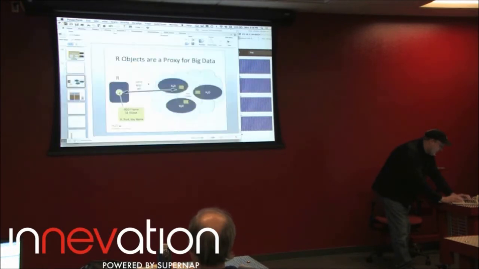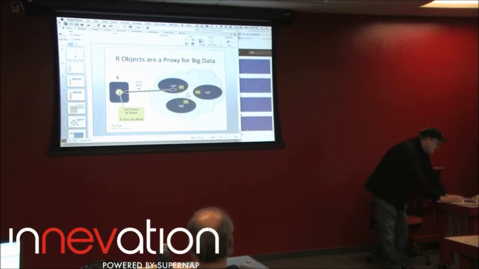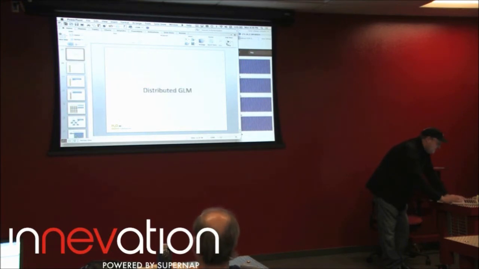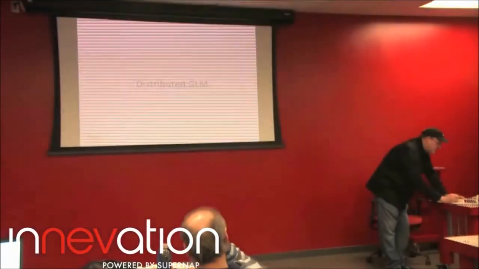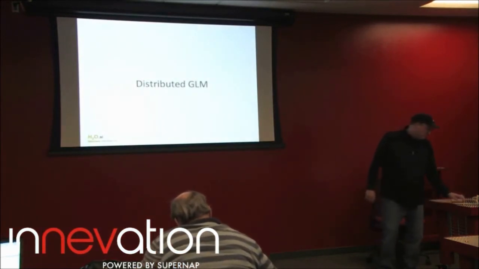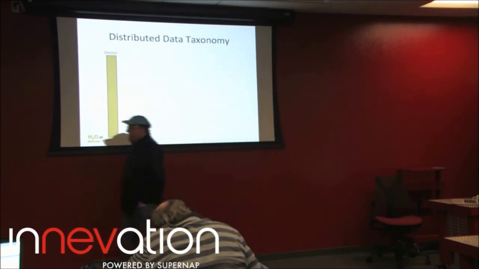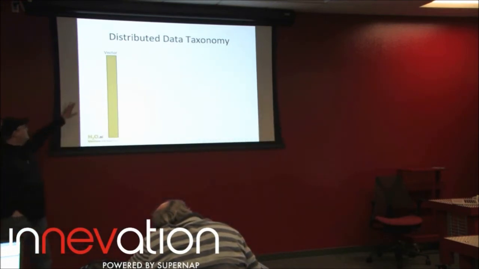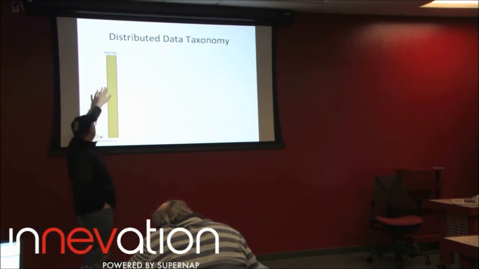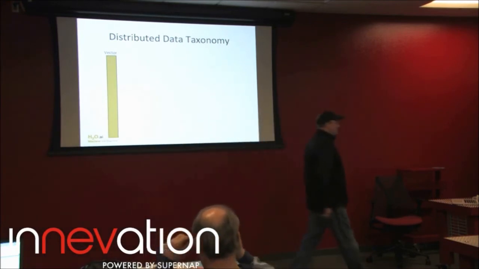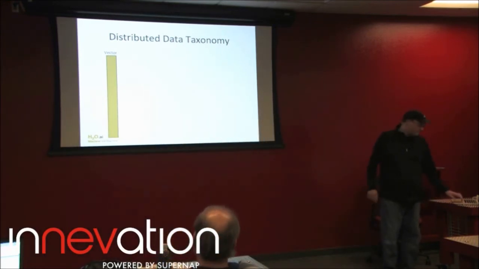What I'm going to do next is talk a little about GLM itself, and how we actually distribute it. Go back to PowerPoint. The way that we represent data in memory is as vectors. Imagine this is just a really tall vector. In this airlines case I showed you, it's a 120 million row vector.